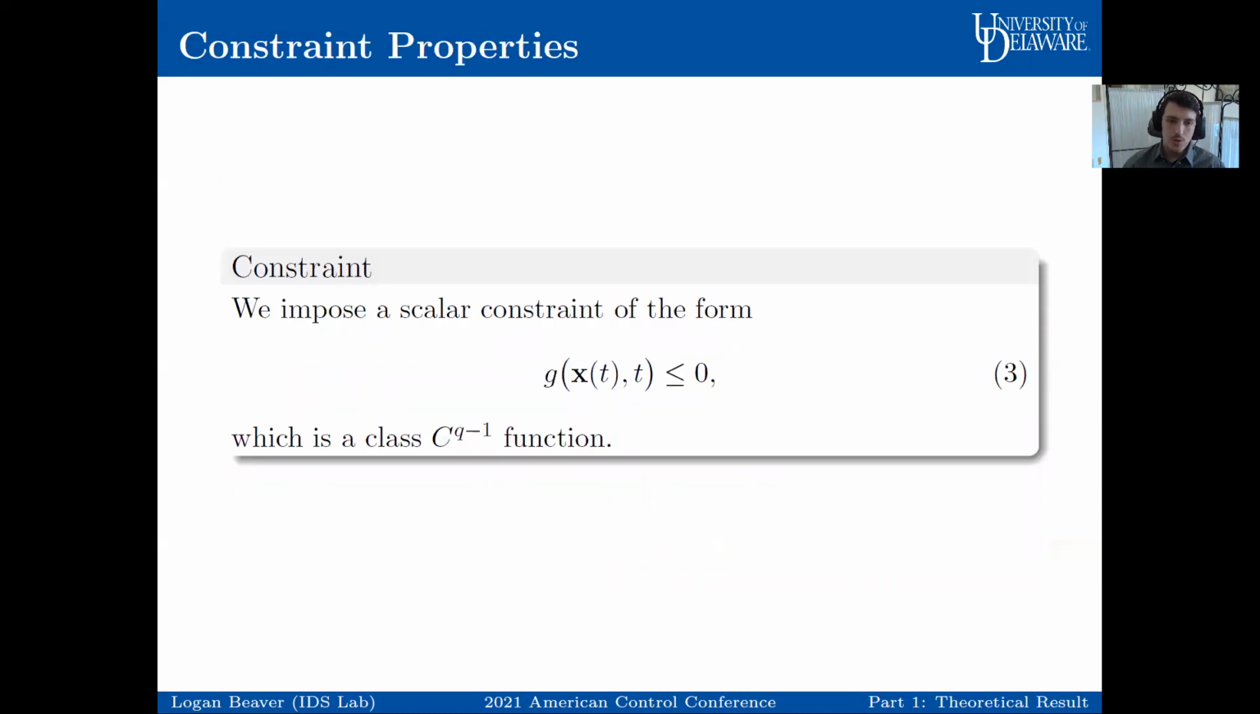And finally, of course, we need to have some constraints. So here we have this function g. It's a function of the state. It's a function of time. It can also be a function of the control input, although that's sort of a trivial case for the approach we're about to show you.